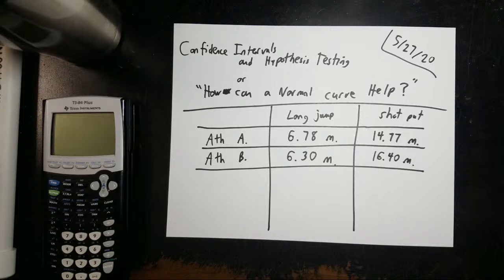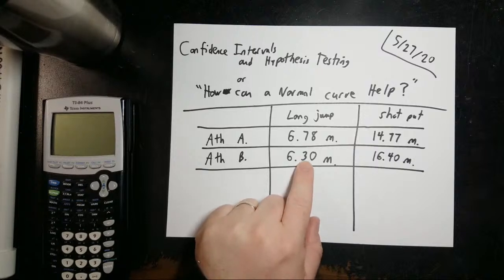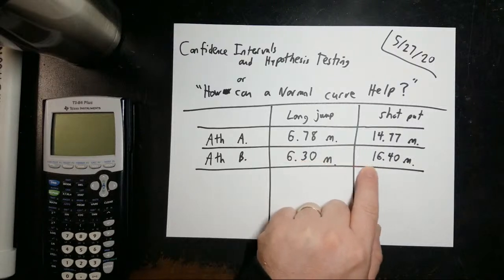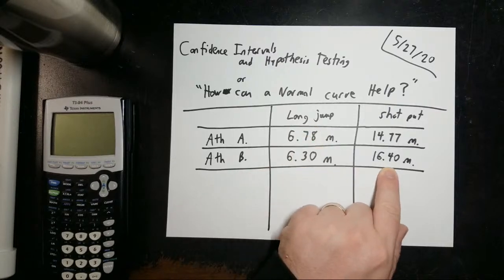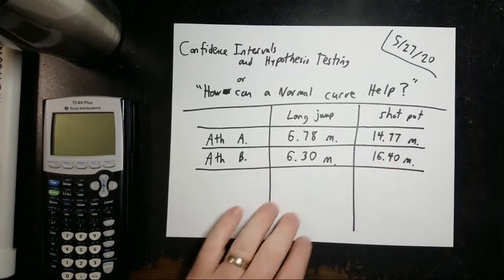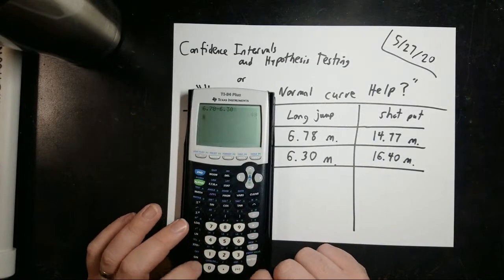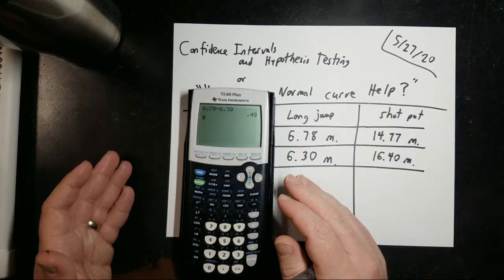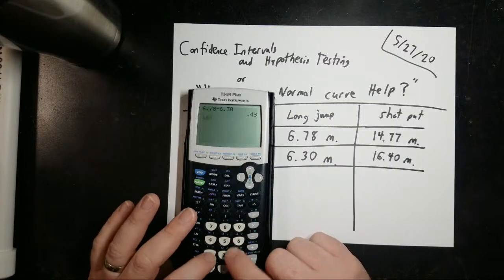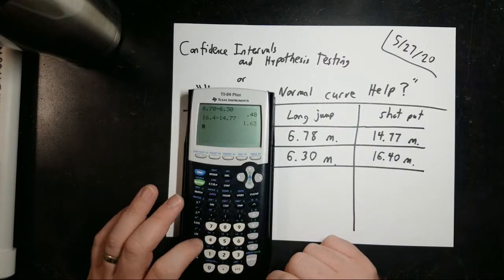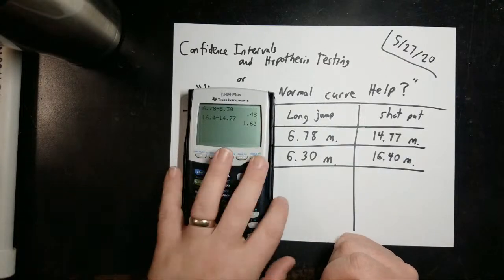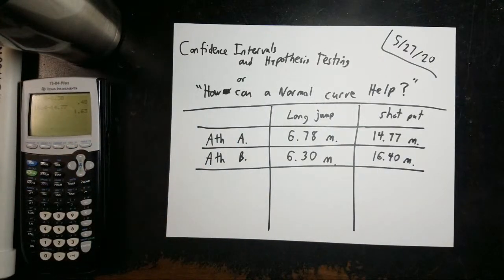Now, one might argue that athlete A jumped a distance smaller, difference-wise, than athlete B did for the shot put. For example, athlete A, well, Mr. Markey, athlete A clearly only jumped 0.48 meters farther, but athlete B threw the shot put 1.63 meters farther.